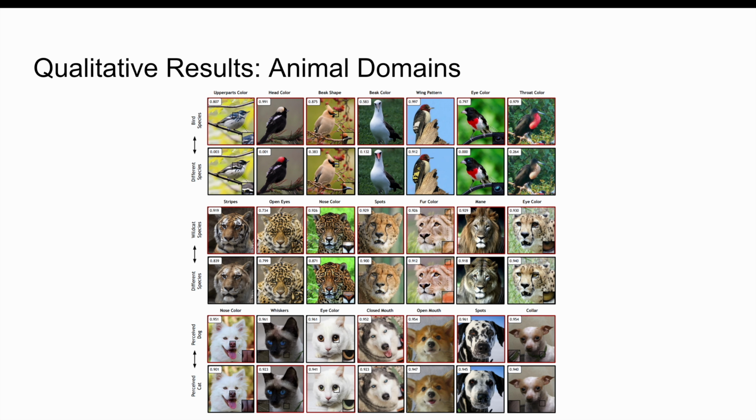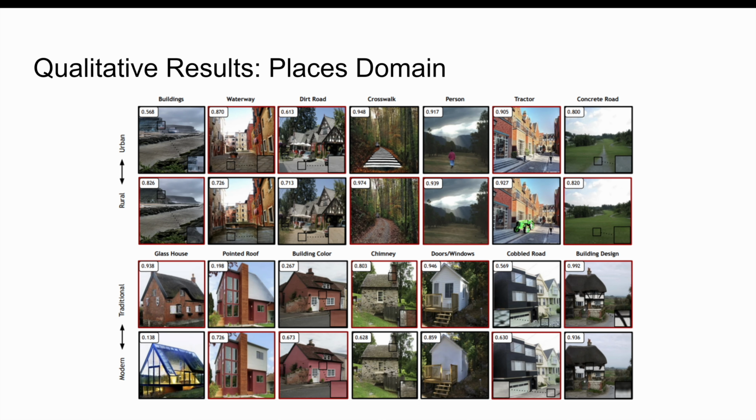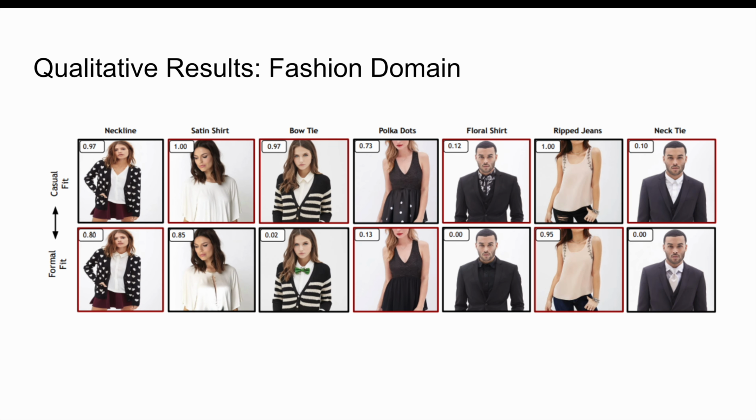These are the top attributes identified across various animal domains, including bird, wildcat, and pet species. And these are the top attributes for the food domain, places domain, and fashion domain across various classifiers.